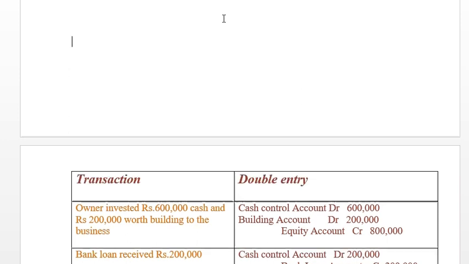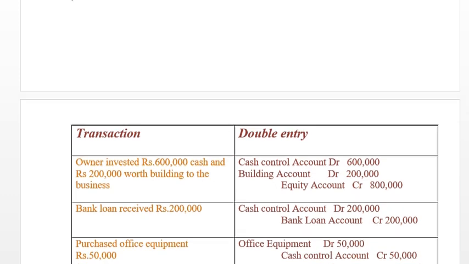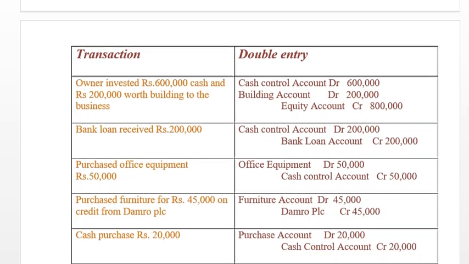Look at the first one. I have prepared it as a table. On one side the transaction, on the other side I have given the related double entry. One by one I'll explain. Look at the first one. The owner invested rupees 600,000 cash and a building worth 200,000 to the business.